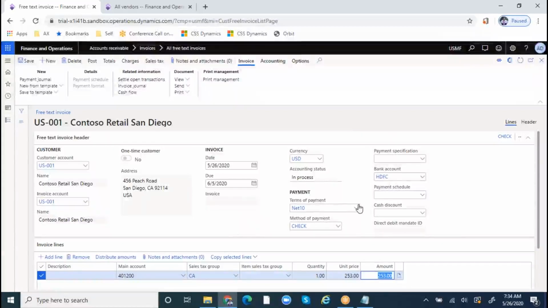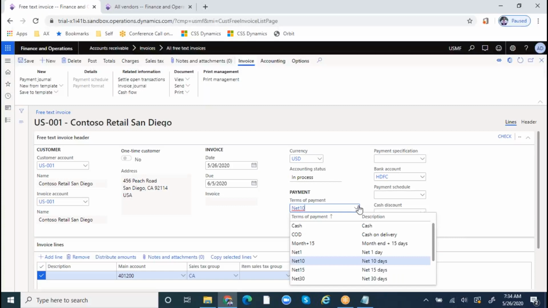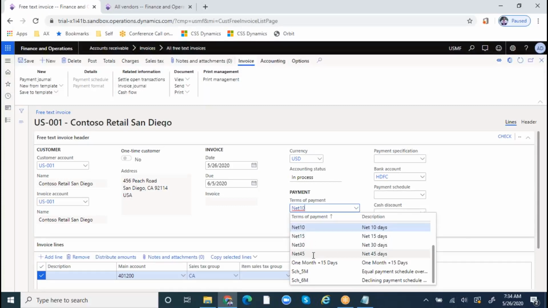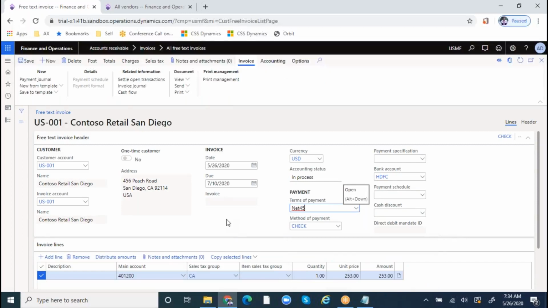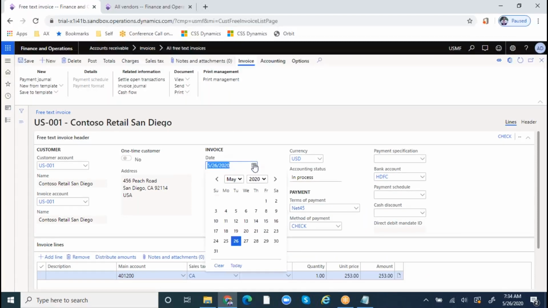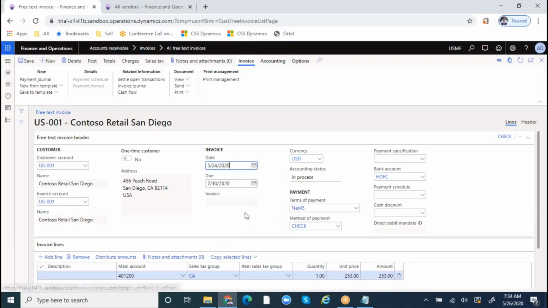Now terms of payment I can map. Suppose 45 days I have mapped. So due date will be calculated based on this one. Invoice date, if you change to suppose 24th, then the due date will be changed. Fine. Now click on post.